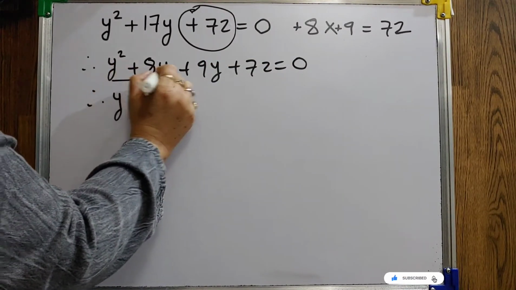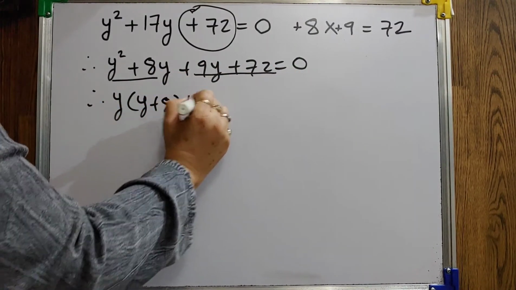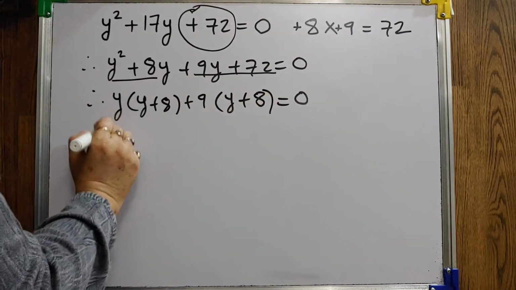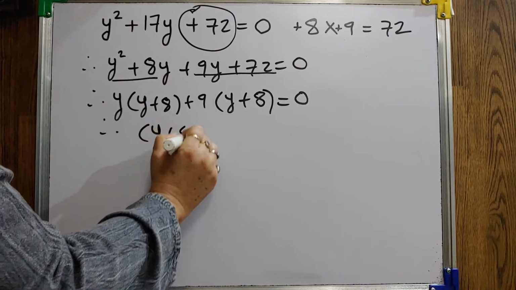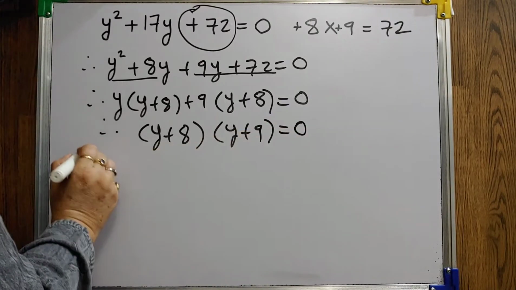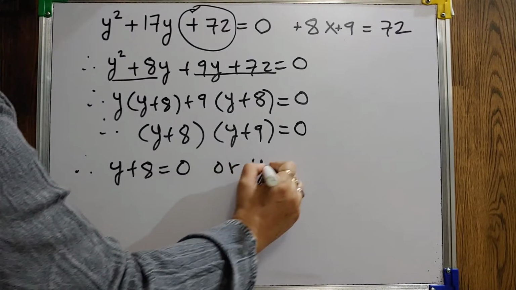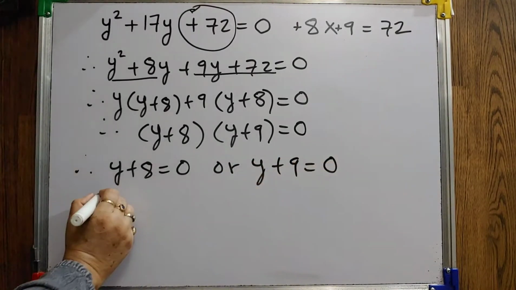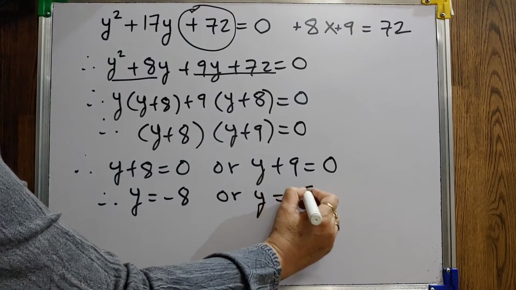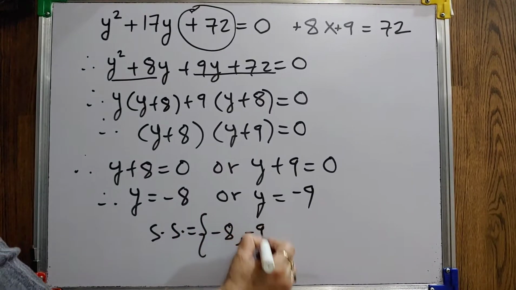When you take y common, it will be y plus 8. When you take 9 common, 9 8s are 72. So your brackets are y plus 8, y plus 9 equals 0. Now we can solve it further to get the two values of y. So here my y is minus 8 and here my y is minus 9. Now just see, these are the two values.